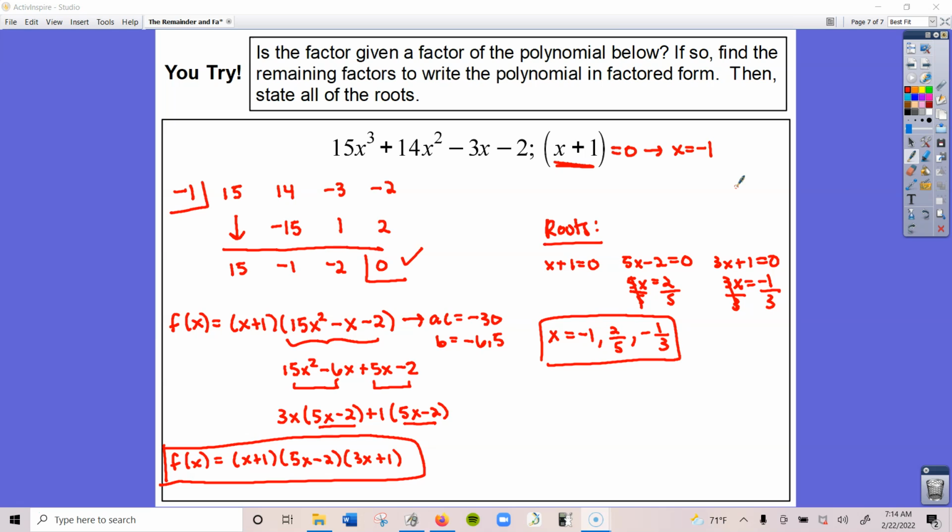So make sure that whenever you're given a question, look at what's being asked. Are you being asked to write the polynomial in factored form? Or are you being asked to state all the roots? Or are you being asked for both? So make sure that you always look back at the instructions so you know how to answer your question. And that is the remainder and factor theorem.